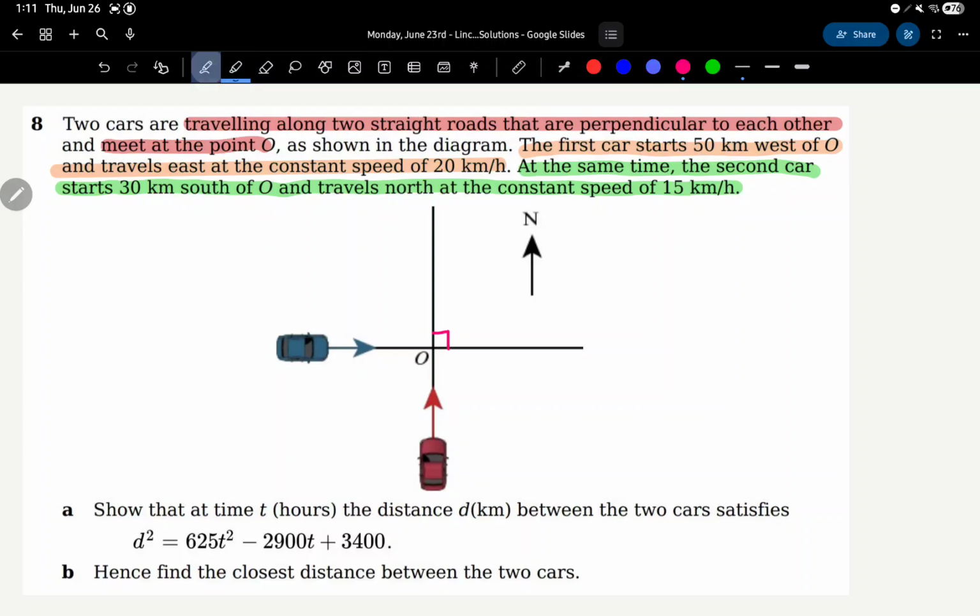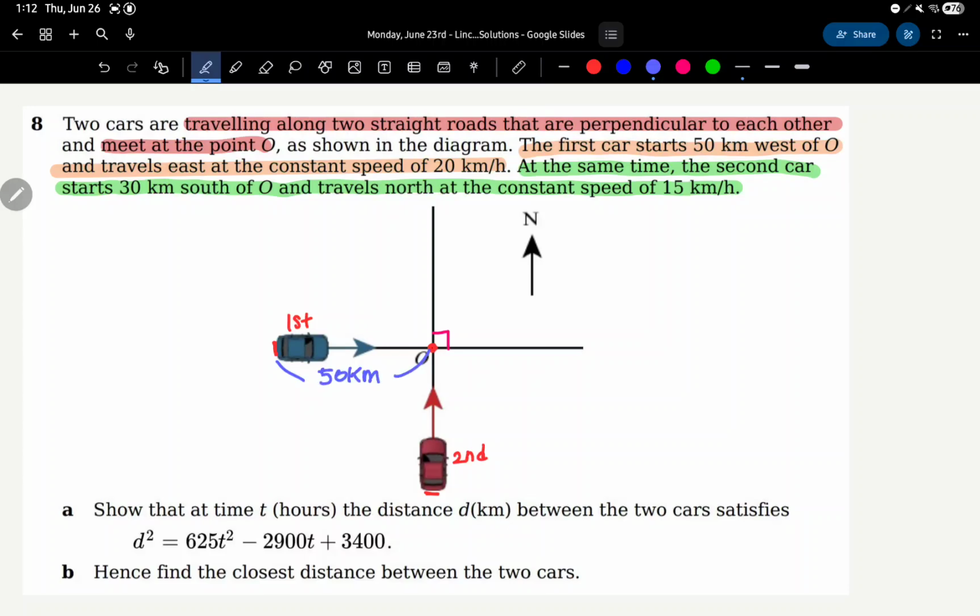So what do we know? Think about it. From O, we know the distance where it starts. If we call this a starting point for each car, so this is the first car and this is the second car, we know that the starting point distance for the first car is going to be 50 kilometers.